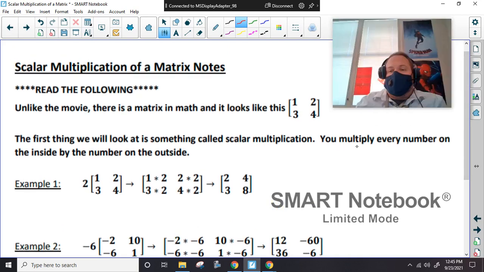Okay, so scalar multiplication, you multiply every number on the inside by the number on the outside. Obviously, the number on the outside is this number, which is being multiplied here, here, here, and here. Okay, so it's like distributive property on steroids.